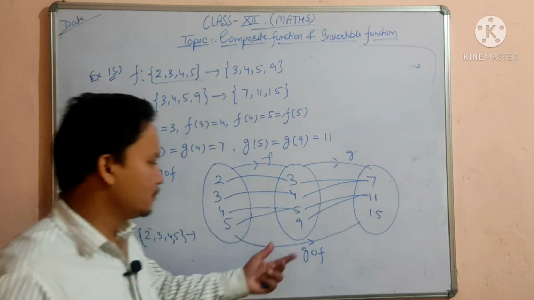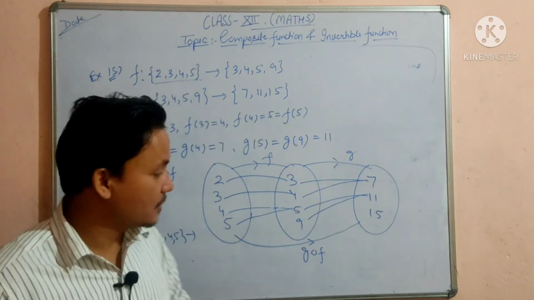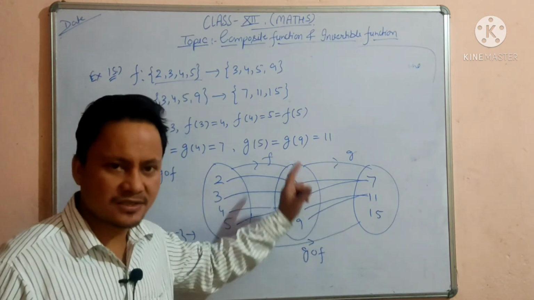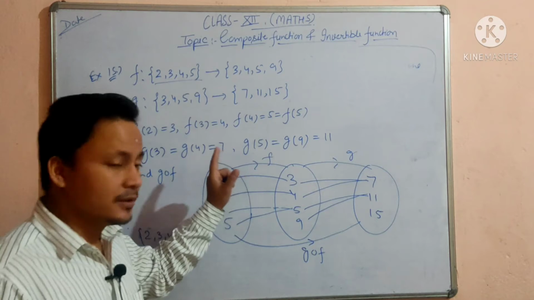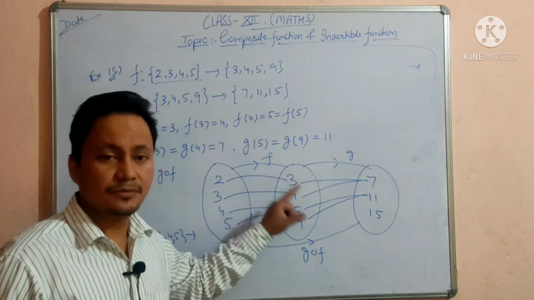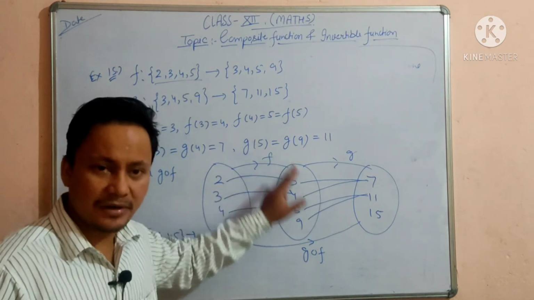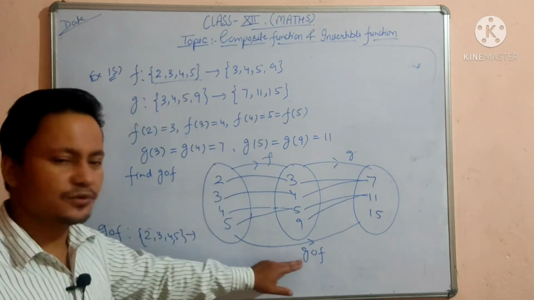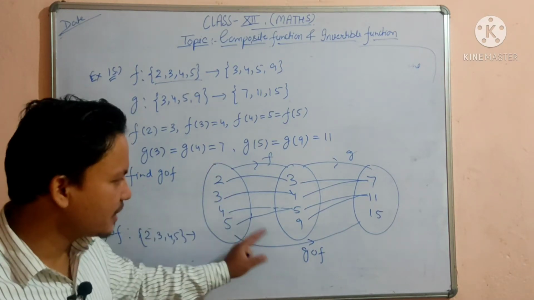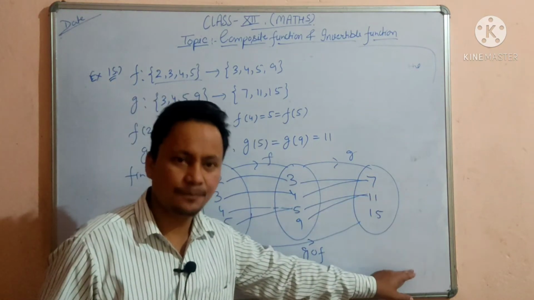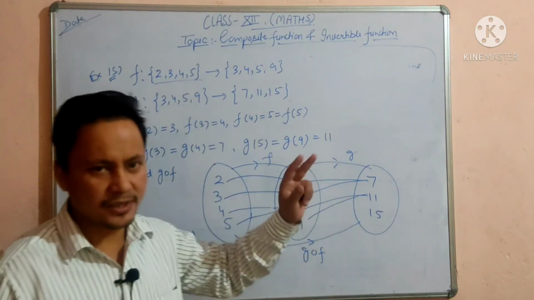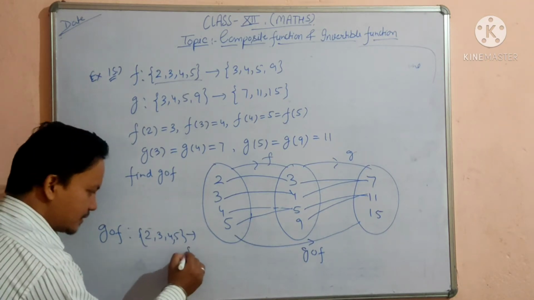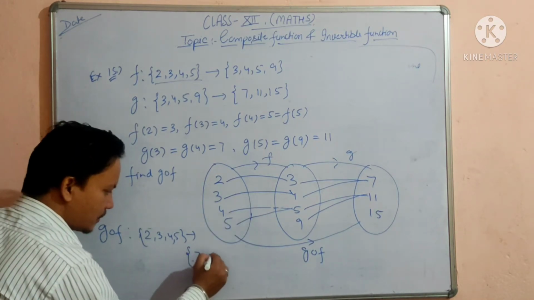This is clear to all of you that while I am talking about the composition of any two functions, the middle one overlaps. The middle one vanishes, okay? It means the output of the first function, which is the input for the second one, vanishes. The input of the first function becomes the domain for the composition, and the output of the second function becomes the codomain or range of the composite function. So 2, 3, 4, 5 are related with 7 and 11 only.